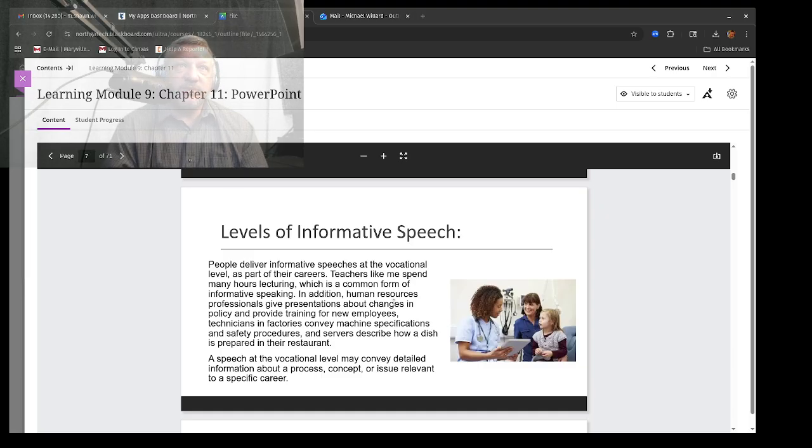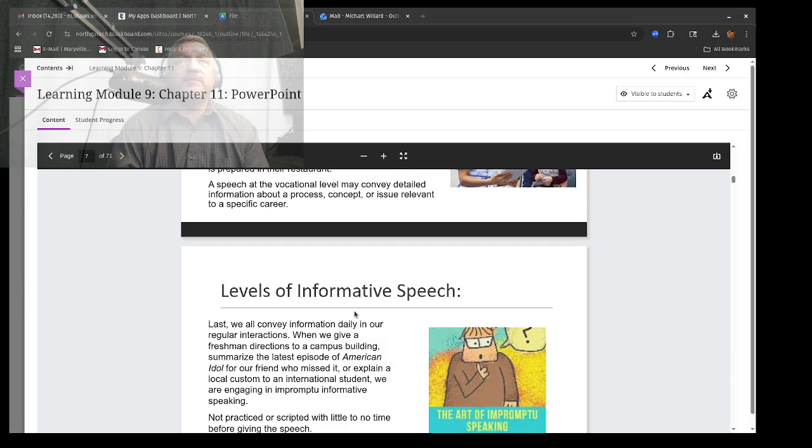Human resource professionals give presentations, training people give training to new employees, technicians at factories convey training videos or speeches about how machines should be maintained and operated, right? Even a restaurant, the chef might teach others how to make a dish. The speech at the vocational level may convey detailed information about a process, a concept, or an issue relevant to a specific career.